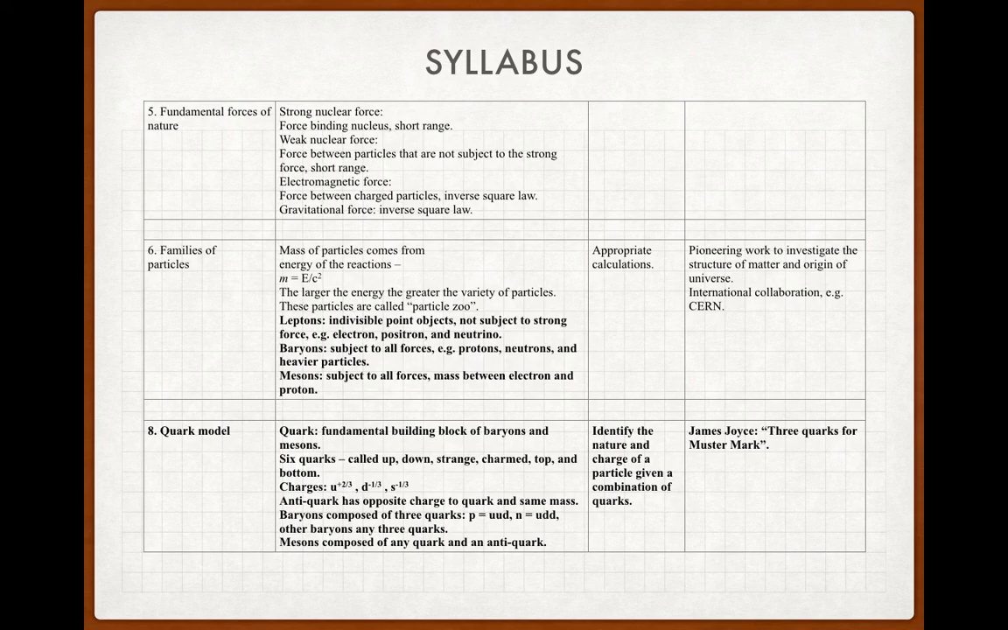All right, what have we covered? We've already covered leptons, baryons, and mesons from row 6. And we've covered everything there in 8. So the quarks, the 6 quarks, their charges, antiquarks, the composition of the proton and the neutron. I've also identified other mesons and other baryons. We've identified the nature and charge given a quark composition, and I've talked about 3 quarks. And that's it.